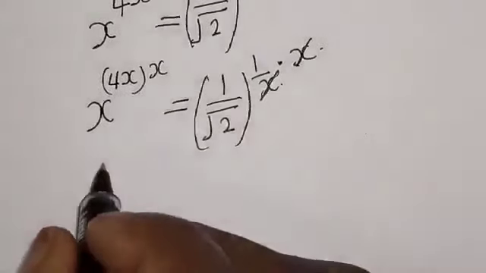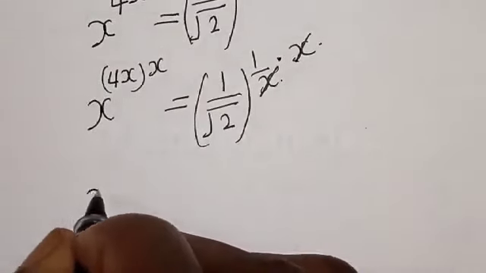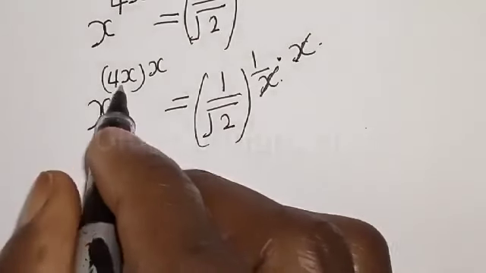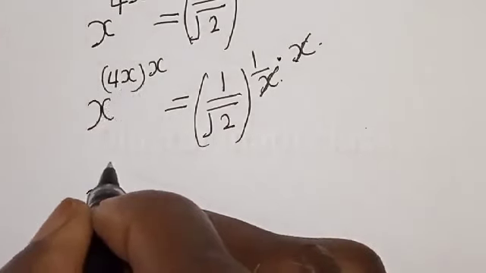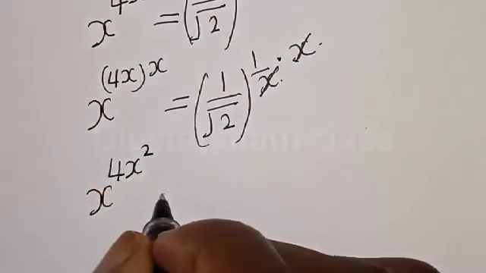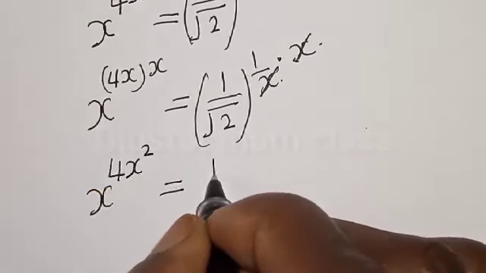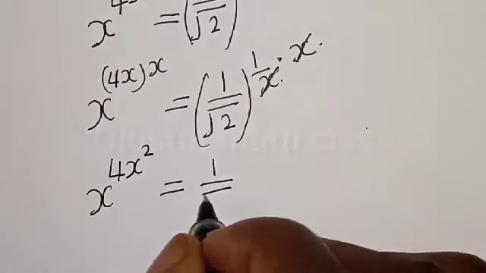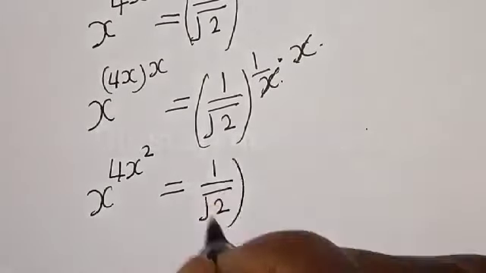We have x raised to power 4x times x, that is 4x squared, is equal to 1 divided by square root of 2.